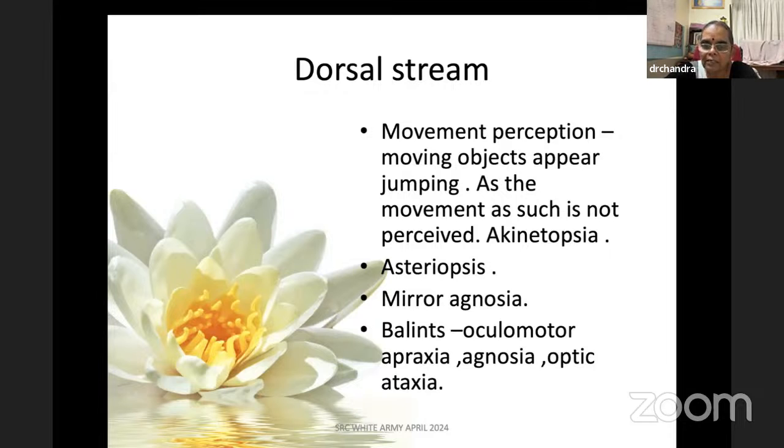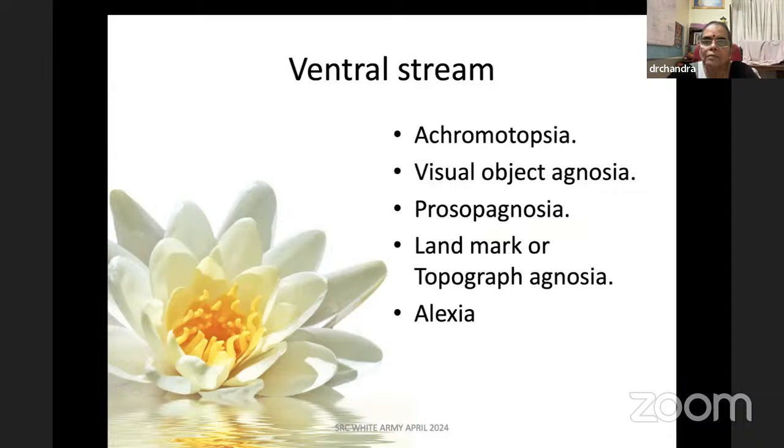It does not recognize the object. And there is overshooting or undershooting of the target. So you see the snake elsewhere when the snake is in front of you, and jump into that and get bitten and die. So that is Balint syndrome.